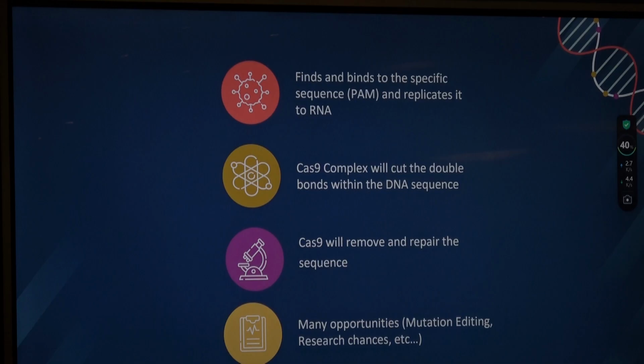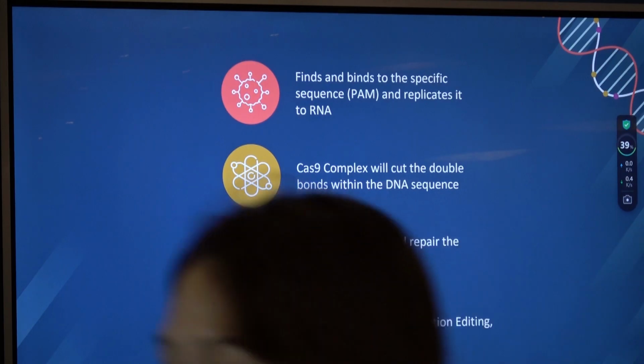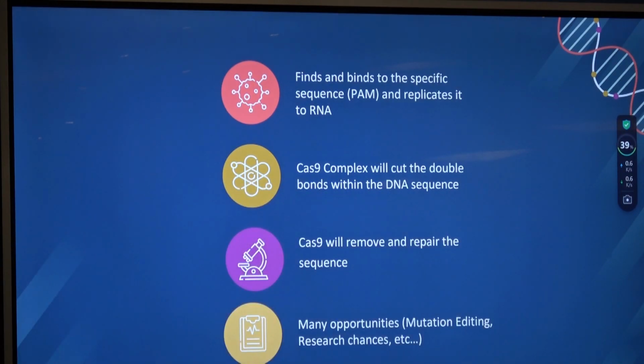Next slide. So, let me summarize what CRISPR does. Firstly, it binds using the PAM to find a specific sequence. Using the specific sequence, it replicates it into an RNA. Secondly, it then uses the Cas9 complex to double and break that sequence. Thirdly, it uses Cas9 to remove and repair the sequence overall.